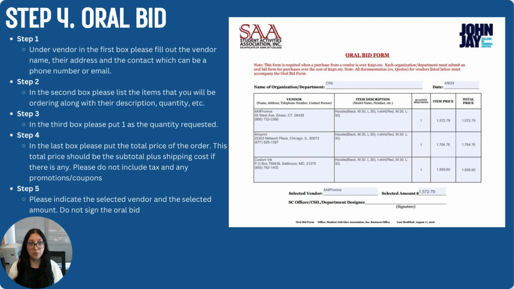After gathering all my quotes, I've determined which one costs the least, middle, and most. So my least expensive vendor is All Promos, that's why it's at the top. The second least expensive is Imprint, and the most expensive is Custom Ink. I will be going with the least expensive vendor, which is All Promos. I have put it on the line here, and then I have put the selected amount, which should match the total price in the box up top.